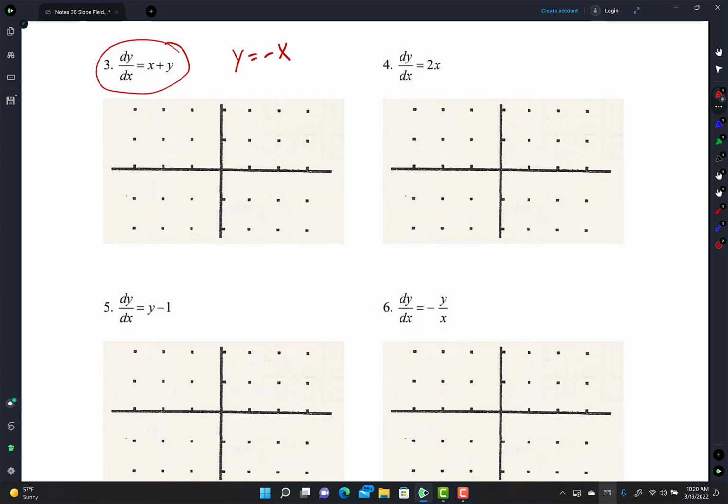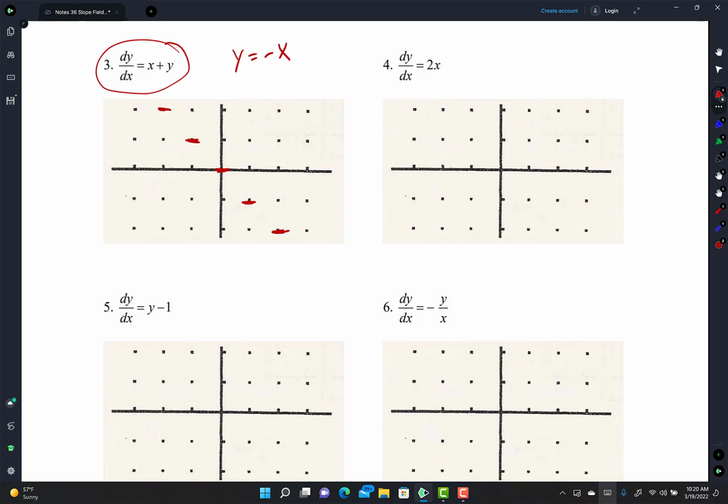Does that make sense to you guys? So here we go. So 0, and then -1, 1, 0, -2, 2, 0, 1, -1, 0, 2, -2, 0. So there it is. All along those lines, I'm going to have slopes of zero.